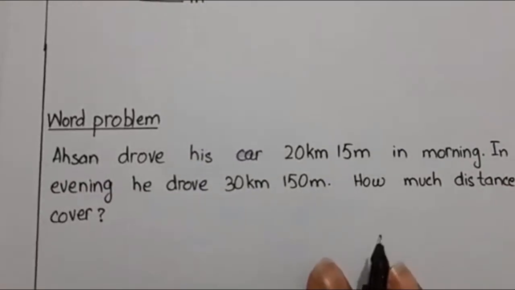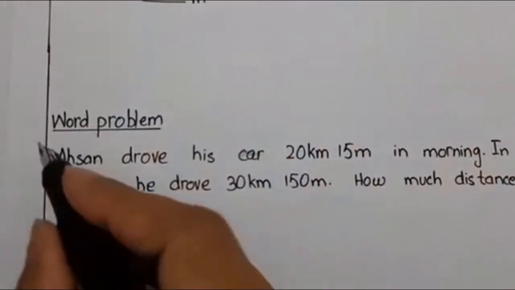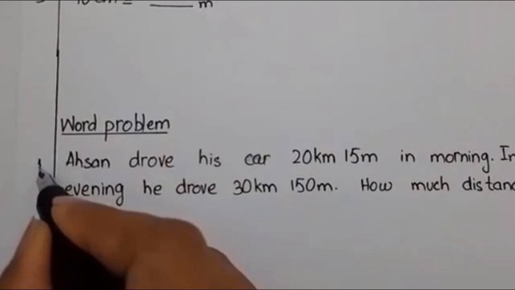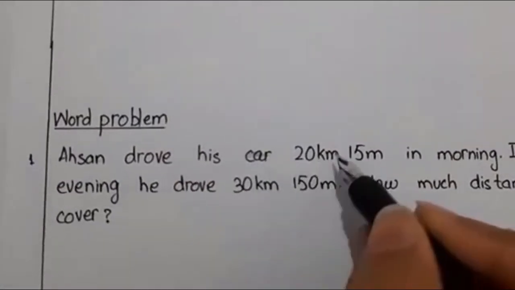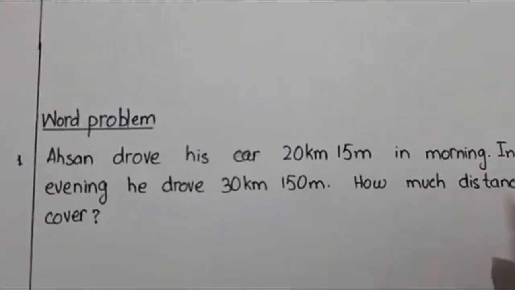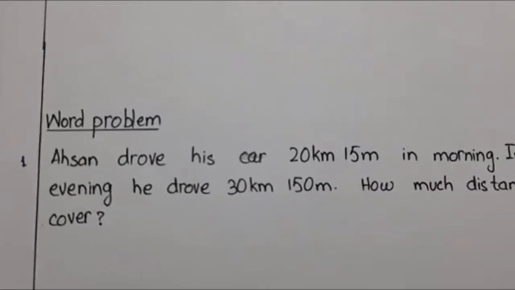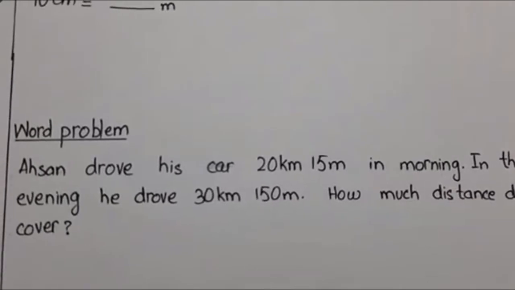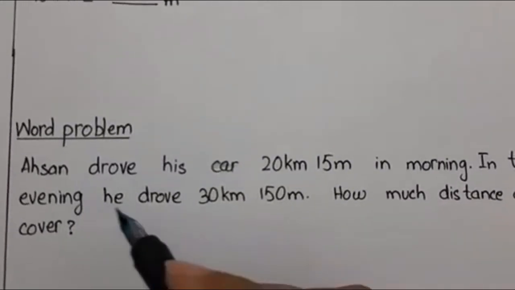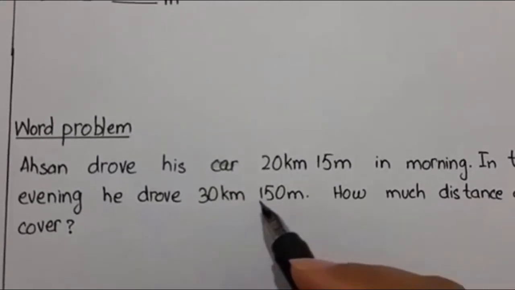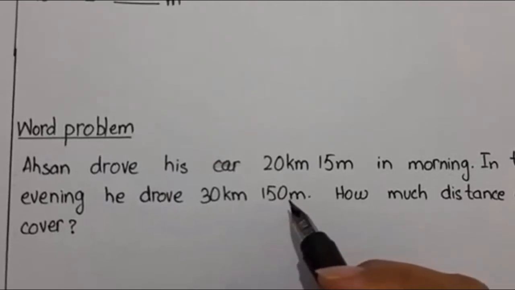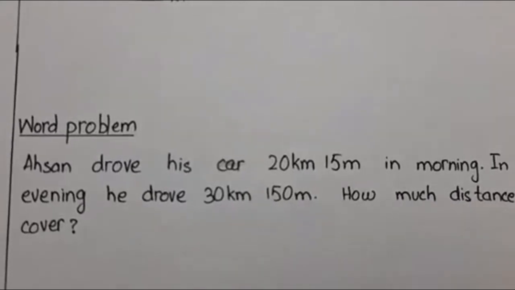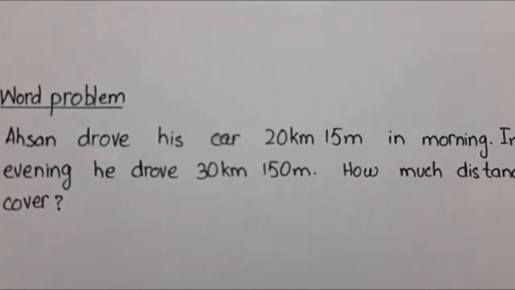So boys, after doing question number 8, we will do word problem number 1 on page number 116. And this word problem is, Asan drove his car 20 kilometers and 15 meters in morning. Okay. So in the morning he drove 20 kilometers and 15 meters. In the evening, when it gets evening, he drove 30 kilometers in 150 meters. Okay. How much distance did he cover? We have to find the total distance.